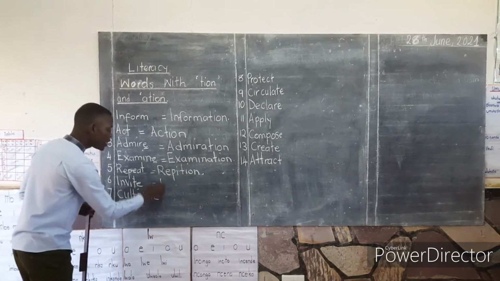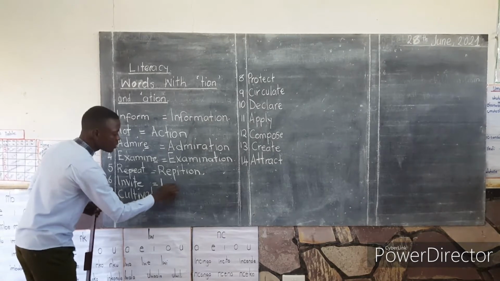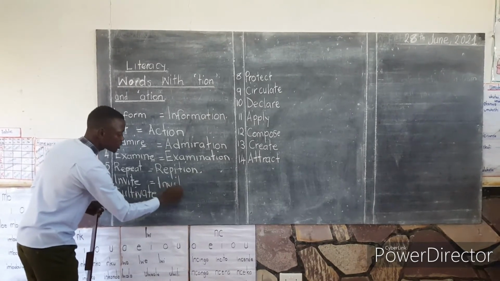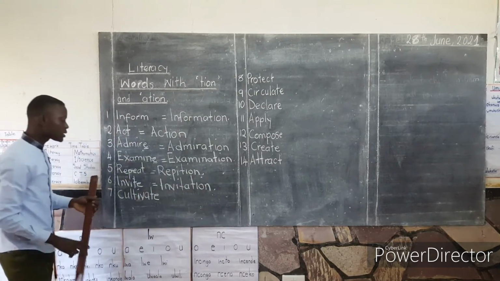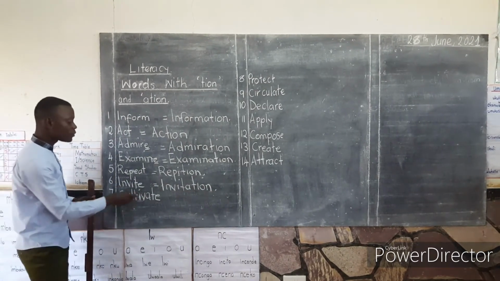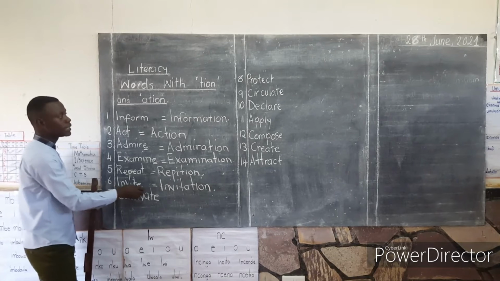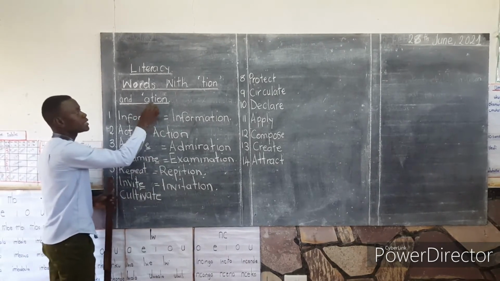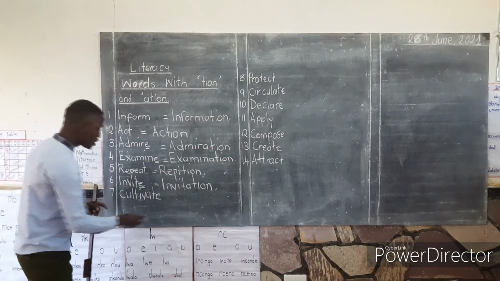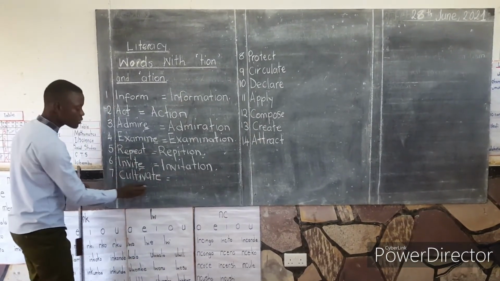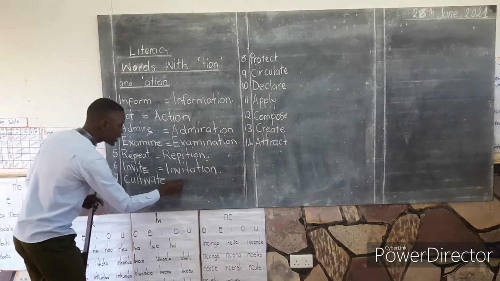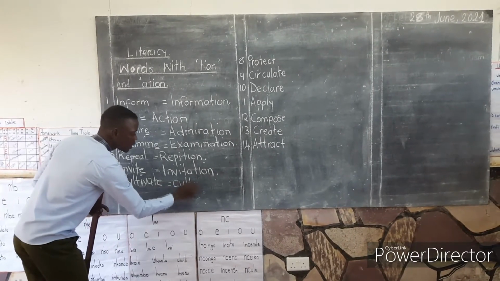This one will be invitation. So you can see that from this word again, we have removed letter E and we've added A-T-I-O-N. We go to the seventh one, which is cultivate. To form a noun from this verb cultivate, we'll say cultivation.